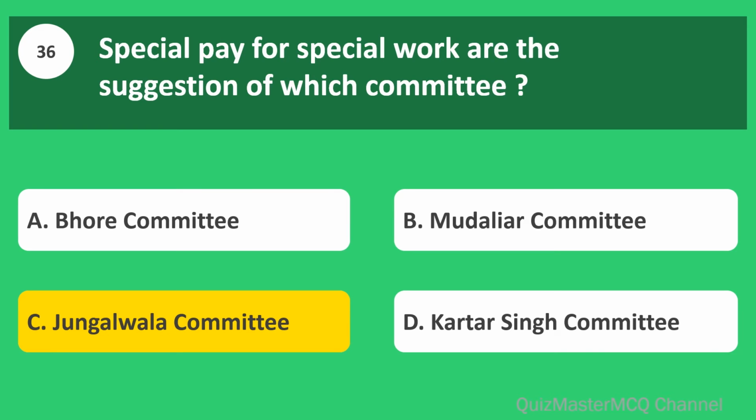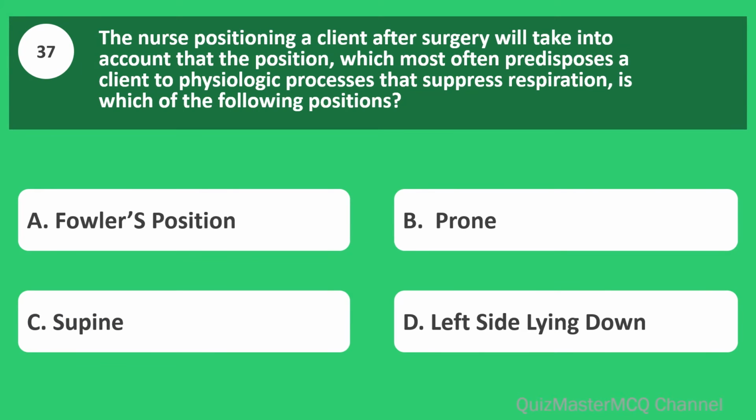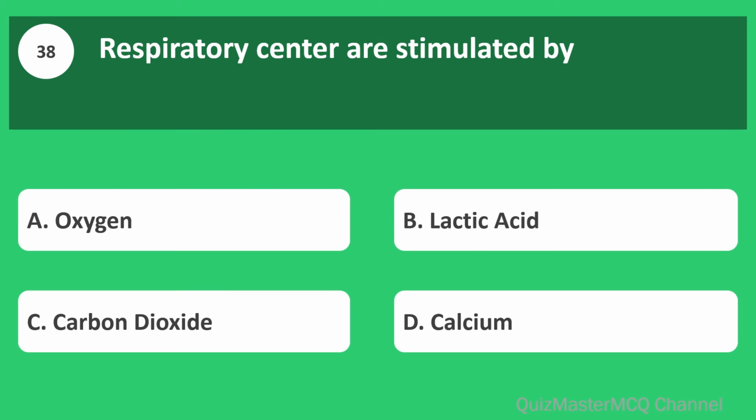The nurse positioning a client after surgery will take into account that the position, which most often predisposes a client to physiologic processes that suppress respiration, is which of the following positions? Supine. Respiratory center are stimulated by carbon dioxide.